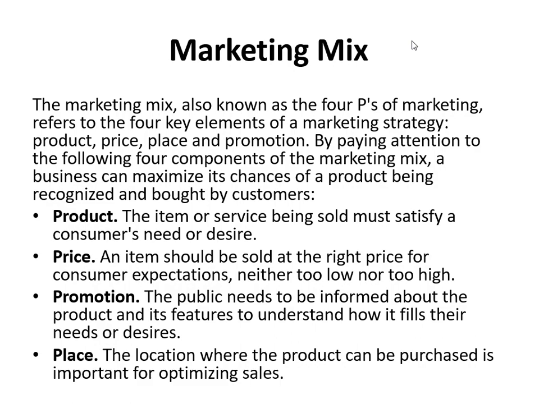So we have to ensure the availability of the product in the market, and this is also known as distribution. It refers to how the product or service is made available to the customers. It involves decisions related to selecting appropriate distribution channels, inventory management, logistics, and order fulfillment. The goal of this P is to ensure that the product reaches the right customer at the right time and right place.